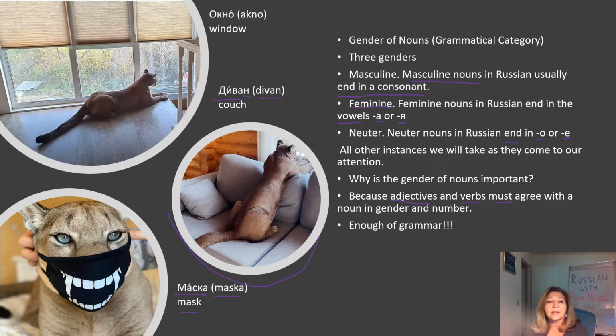And here is our window, окно, and this noun ends on о. Again, everything is according to the rules as they are outlined in this wonderful bullet point summary.